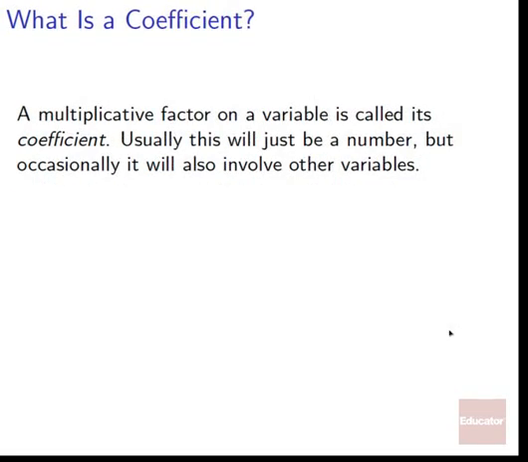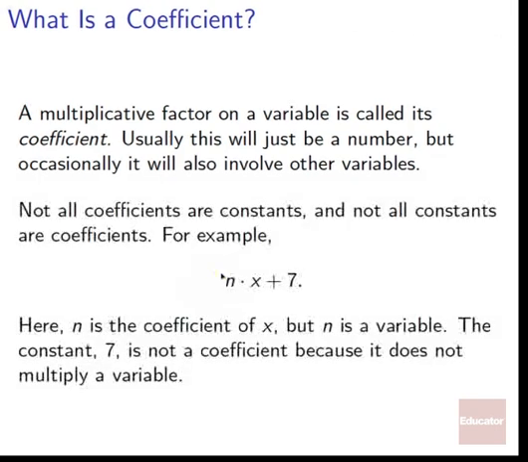A coefficient is a multiplicative factor on a variable. So anything that has some number multiplying in front of it and it's a variable, like 3 times x, its coefficient is 3. So normally it's just going to wind up being a number, but occasionally it's also going to involve other variables. So not all coefficients are constants, not all constants are coefficients. For example, if we have n times x plus 7, we've got n is the coefficient of x because it's multiplied against x. But 7 is not a coefficient because it's not multiplying against any variables.